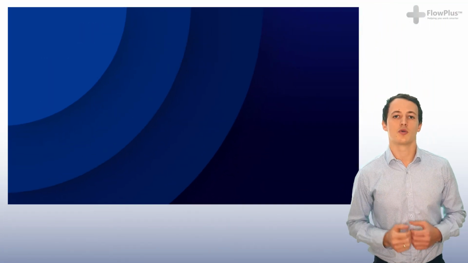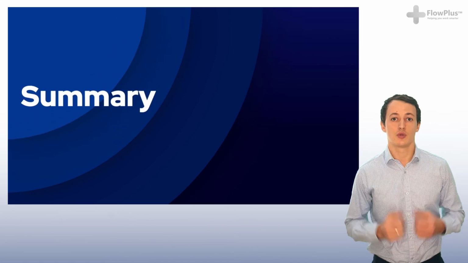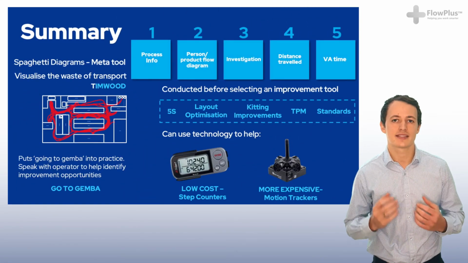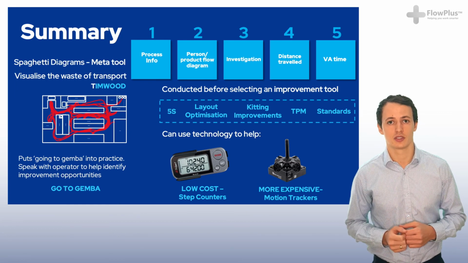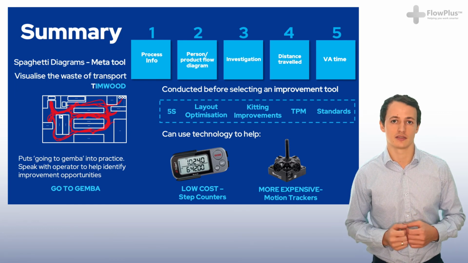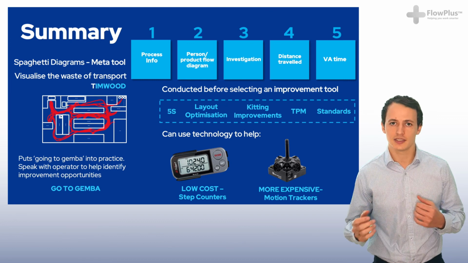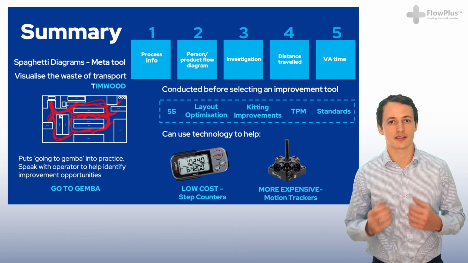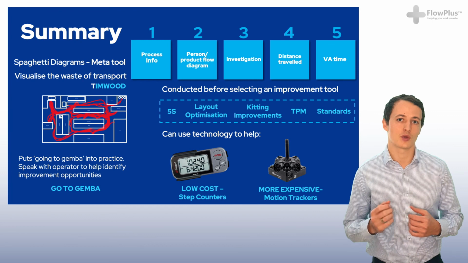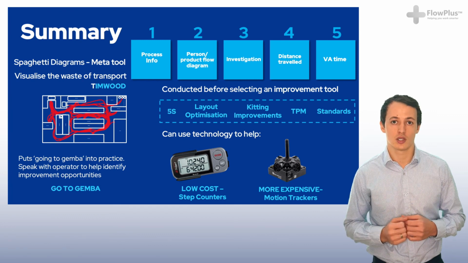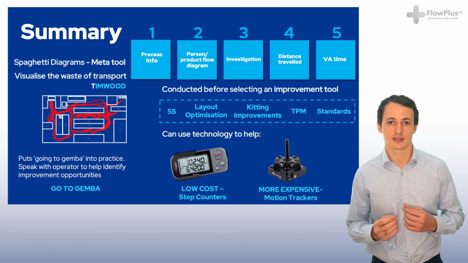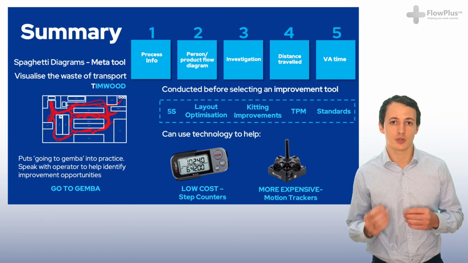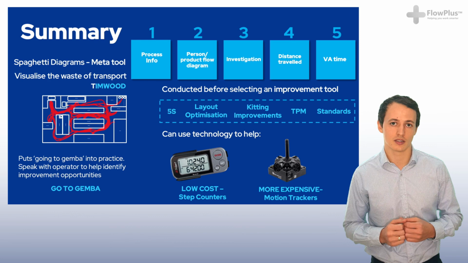So let's summarise what we've learned in this module. We've learned that spaghetti diagrams are meta tools. They should be used before selecting an improvement tool, whether that be 5S or standards. We've learnt that spaghetti diagrams help identify one of the 7 mudas, wastes, the waste of transport. We've learnt that spaghetti diagrams follow a 5-step process and put into practice the important principle of going to Gemba.